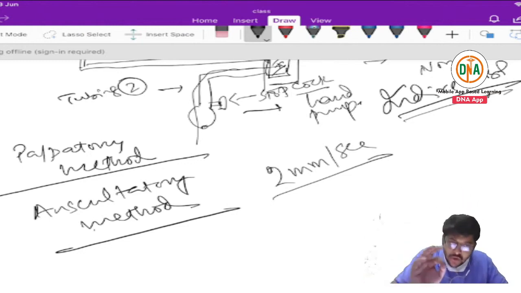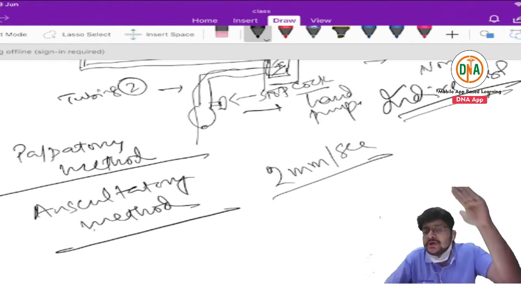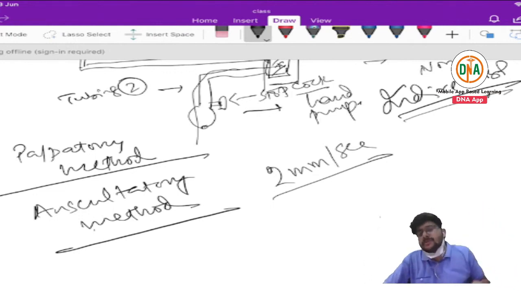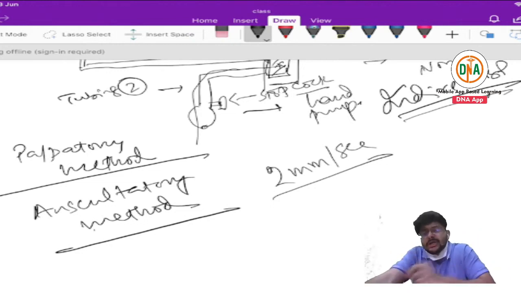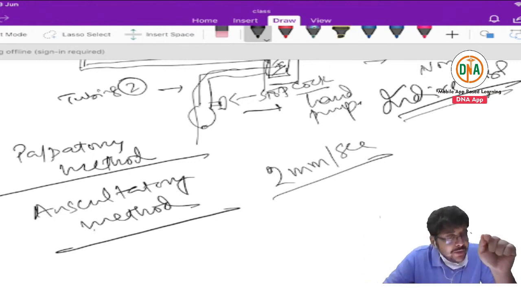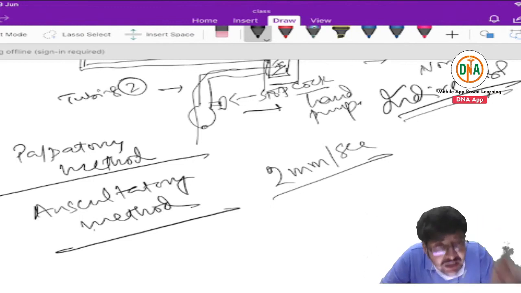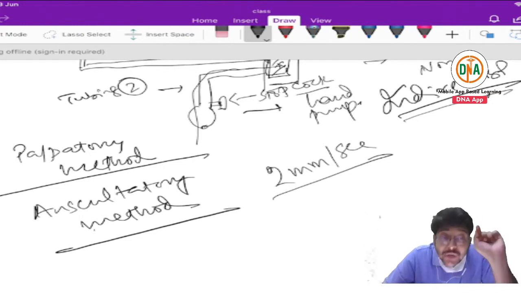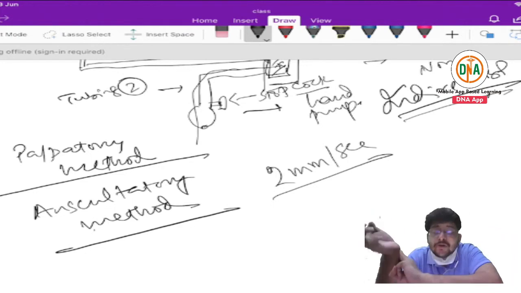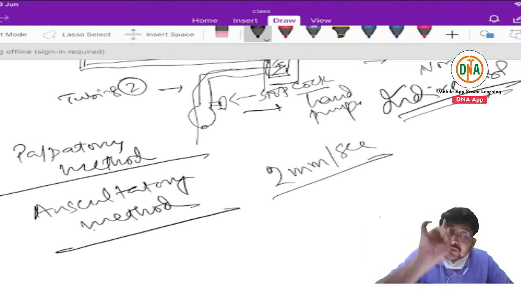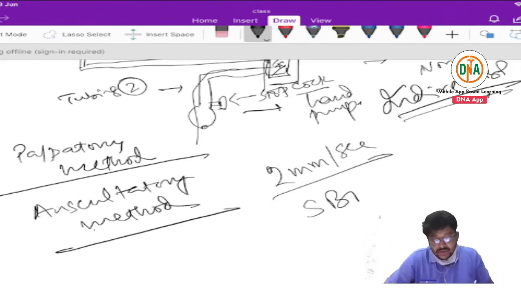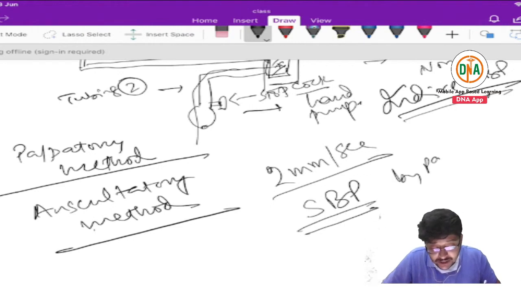Just try to go slow, and in a harmonious and regular way, deflate it slowly and simply, so that slowly the mercury column comes down, and a time comes when the deflated cuff pressure is just below the pressure of the brachial artery. At that moment, there will be the beginning of blood flow, which will lead to the beginning of pulsation at the radial artery. So that point will be the systolic blood pressure by palpatory method.